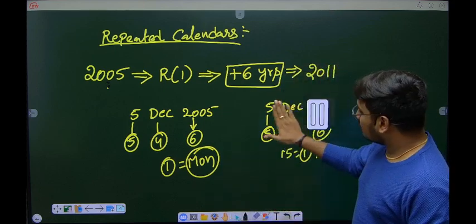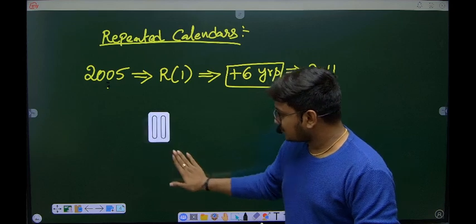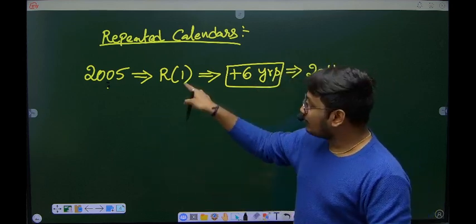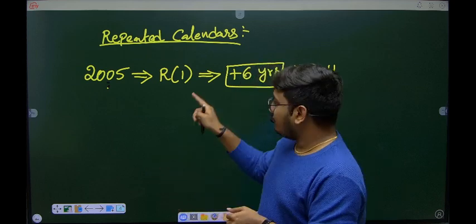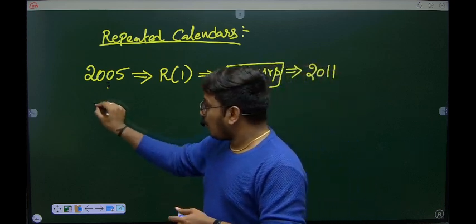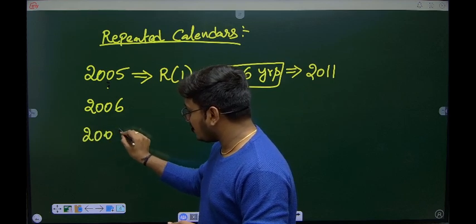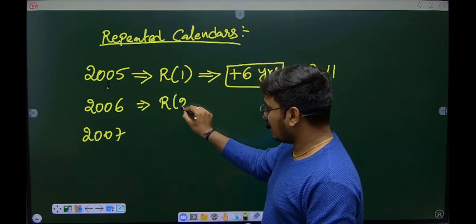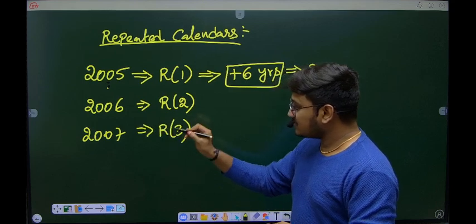Now, what about the remaining years? Here the calendar will repeat after 6 years when you divide by 4 and get remainder 1. What if it is 2006 or 2007? For 2006, the remainder is 2. For 2007, the remainder is 3.